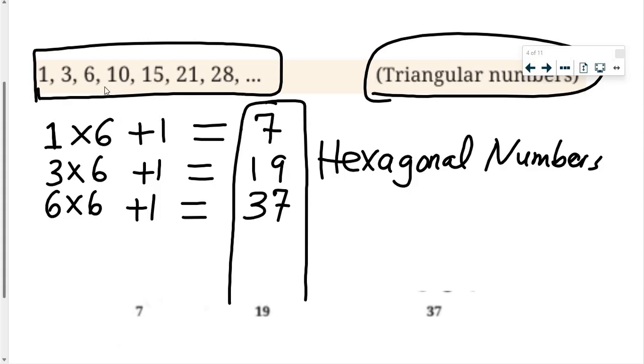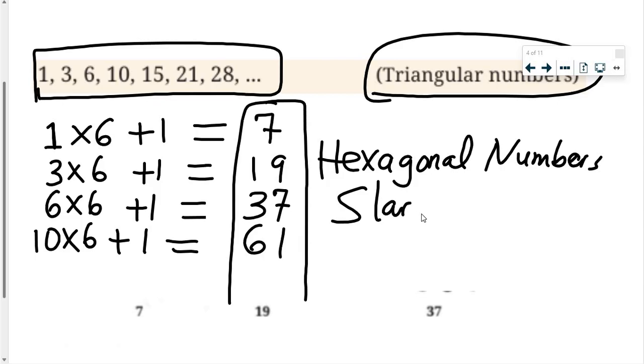To get the next one, take 10 into 6, add 1. What do you get? 10 into 6, 60, plus 1, 61. You see? 7, 19, 37, 61. These are hexagonal numbers starting with a 7.